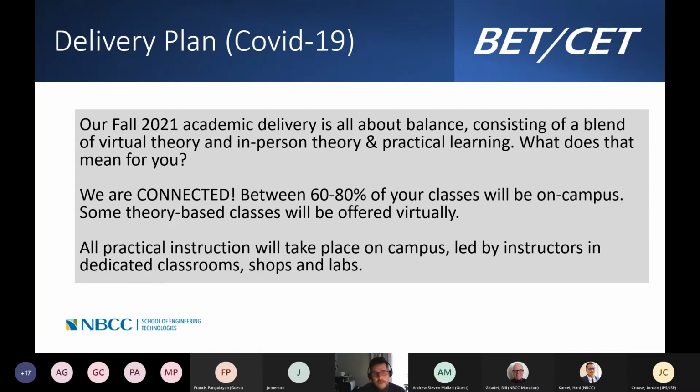So a couple of points that I want to make. Number one, our fall 2021 academic delivery is really all about balance. So what do we mean about that? Really, we're talking about having a blend of some virtual theory, but also some in-person theory and, of course, in-person practical learning. All of our practical learning, the hands-on learning, will happen in person at the campus. The theory will be divided into some portion of the theory is delivered virtually, some portion of the theory will be delivered in person. So what does that mean for you?